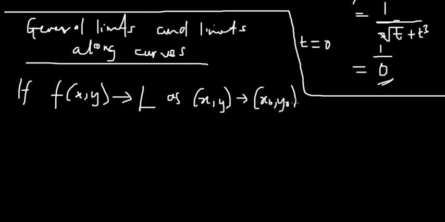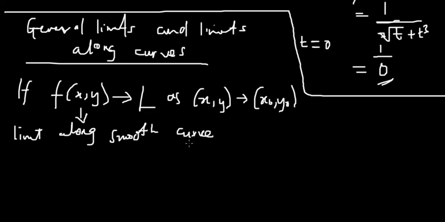So from here you can notice that it's similar to what? Taking the limit of curves. Now, we know that this will give us our limits. So this is the limit along any smooth curve. This will give us limits along any smooth curve. This is the limit along any smooth curve.